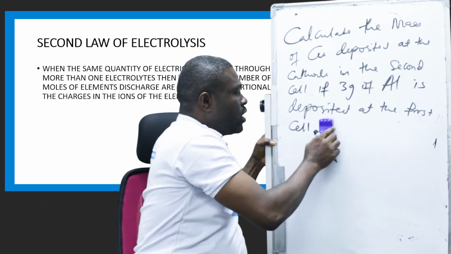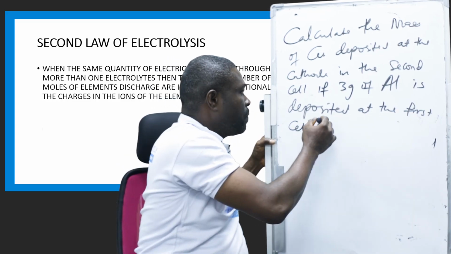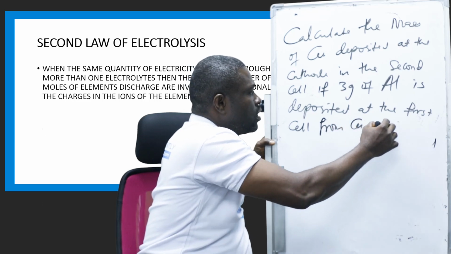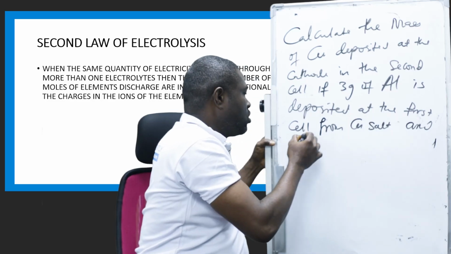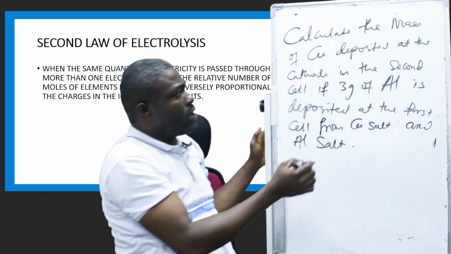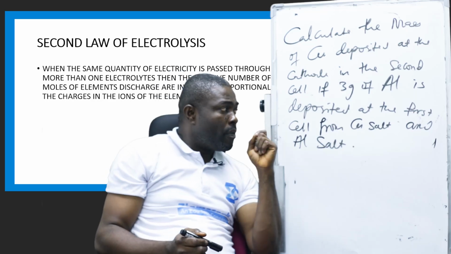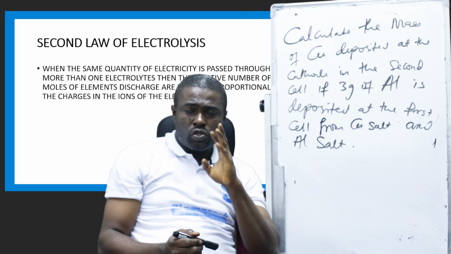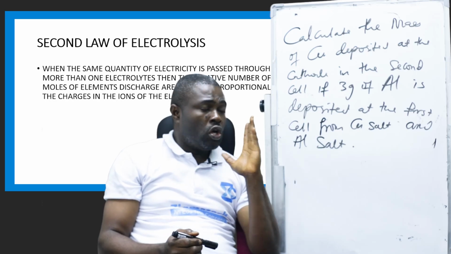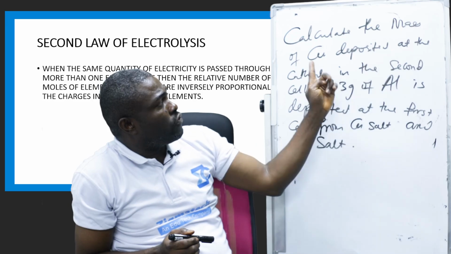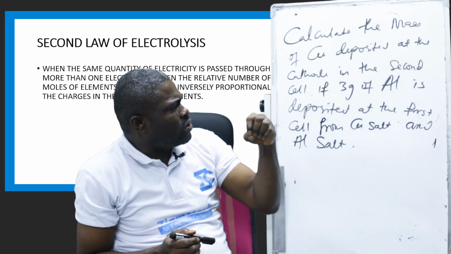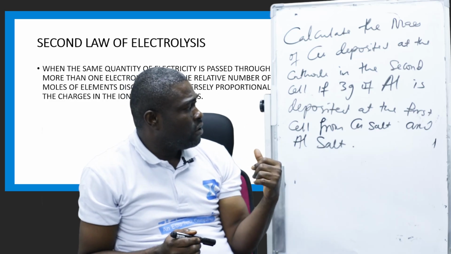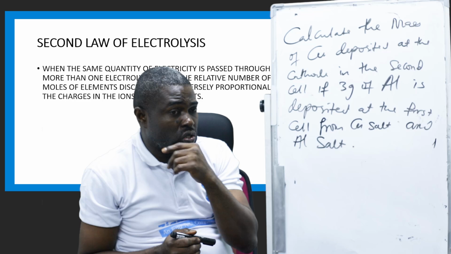or we can form it this way, on the first cell from copper salt and the aluminium salt. Look at the question. The moment 2 metals are mentioned, you should know that this is second law. 2 electrolytic cells are involved. Calculate the mass of copper deposited at the cathode in the second cell if 3 grams of aluminium is deposited at the first cell from copper salt and aluminium salt.